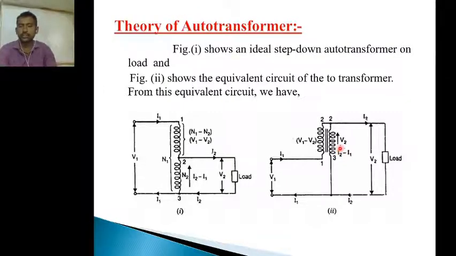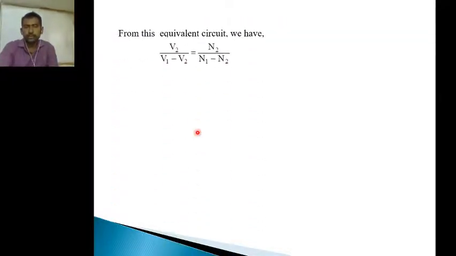From this equivalent circuit, V2 by V1 is equal to N2 by N1. Here the secondary voltage is nothing but V2, and the primary voltage is V1 minus V2. Similarly the secondary number of turns is N2, and N1 minus N2 gives the primary number of turns. So according to the transformation ratio, V2 by V1 minus V2 is equal to N2 by N1 minus N2.